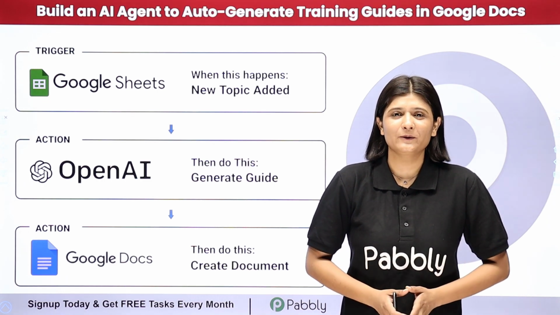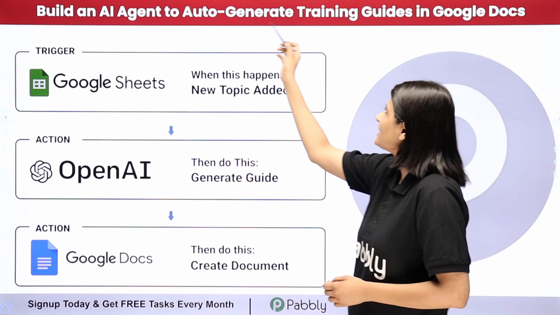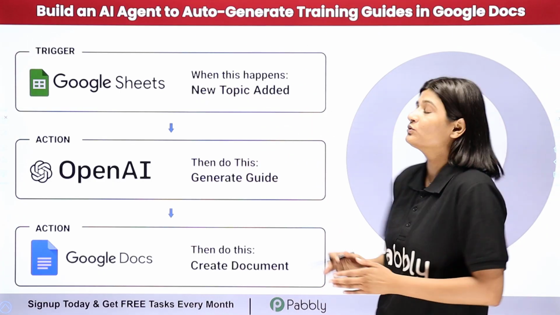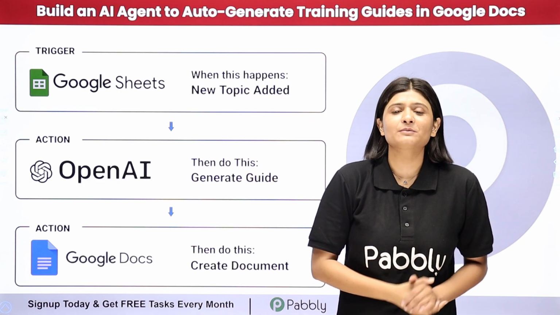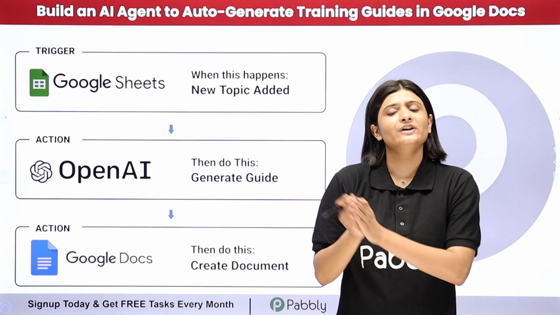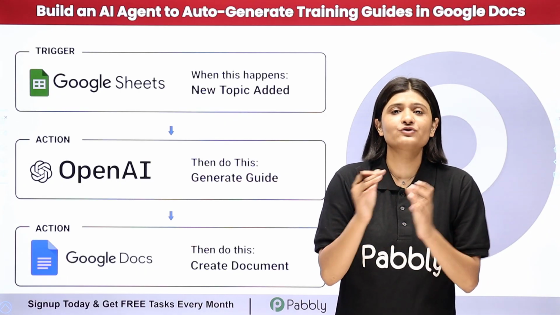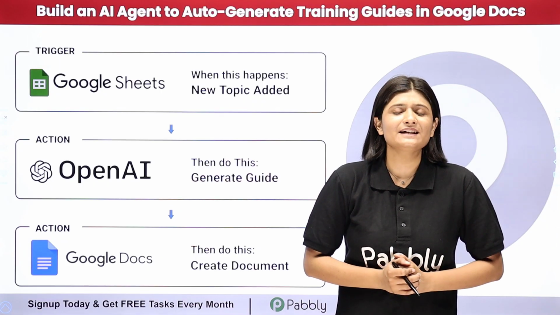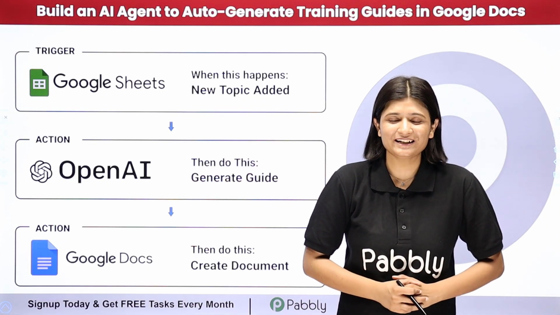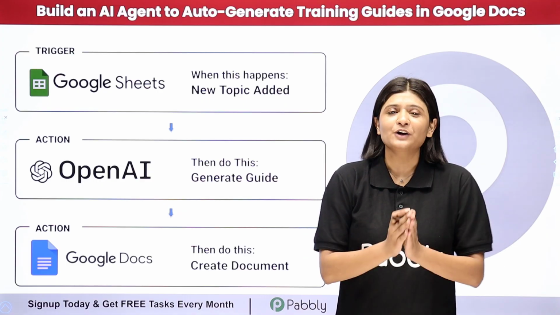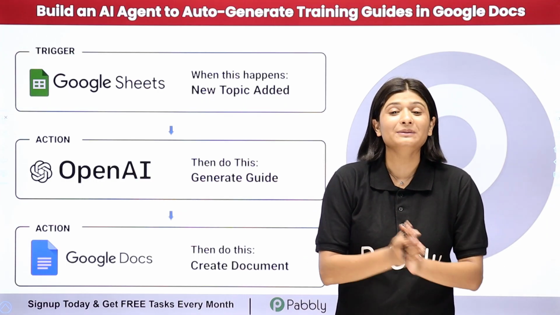In this video, we are going to learn how to build an AI agent to auto-generate training guides in Google Docs. So let's suppose I'm a gym trainer or running online training sessions and I want to create training guides. Now doing this manually is a very time-consuming task, so I'm completely going to automate this process, and to do this automation, I'm going to use Pabbly Connect.